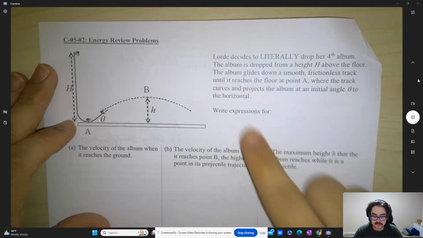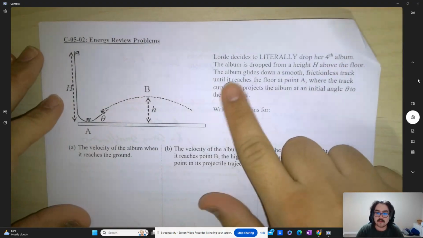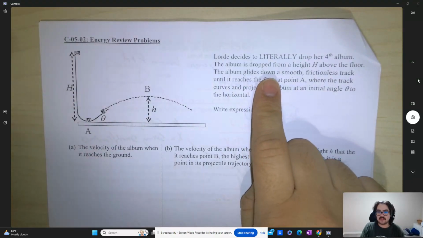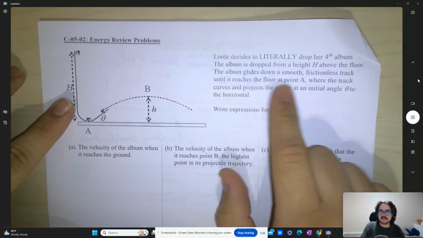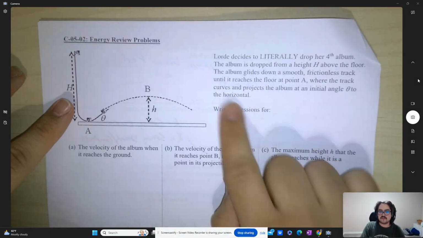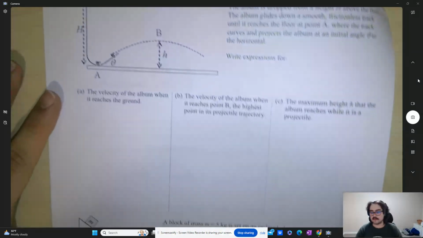Lorde decides to literally drop her fourth album. Hopefully soon. The album is dropped from a height h above the floor. The album slides, so we're approximating the album as being like a block. The album glides down a smooth, frictionless track until it reaches the floor at point A, where the track curves and projects the album at initial angle theta to the horizontal. And we're going to write some expressions here.